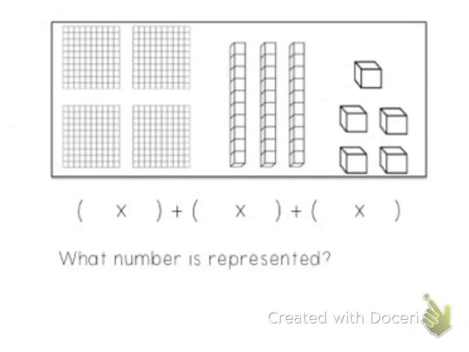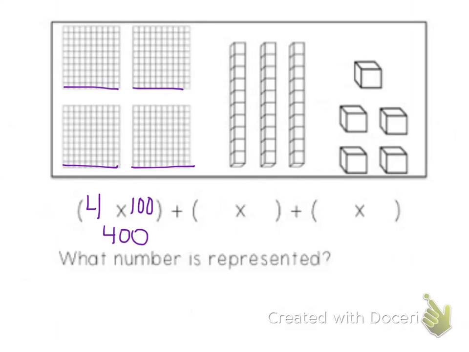So on this one, we have the picture, and we have to write it in expanded form and then figure out what number is represented. So we have our hundreds, there's 4 of them. So we have 4 groups of 100, or 4 times 100. And if I count those, there's 100, 200, 300, 400.